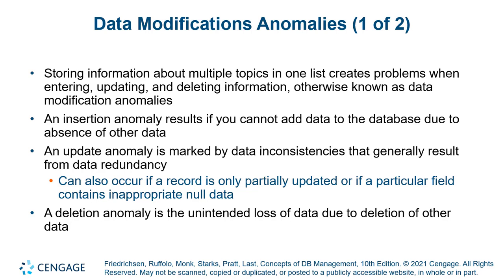Then we have an update anomaly, and this typically happens from data redundancy. An example would be, using the same example of a college student, if the department name that they're in changes from, say, technology to industrial technology, then there are going to be several different records that need to be updated in order for that information to be accurate and consistent. This is what we refer to as an update anomaly.